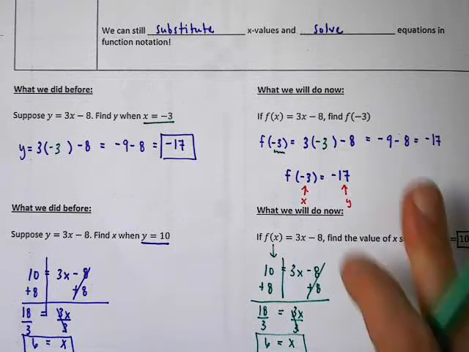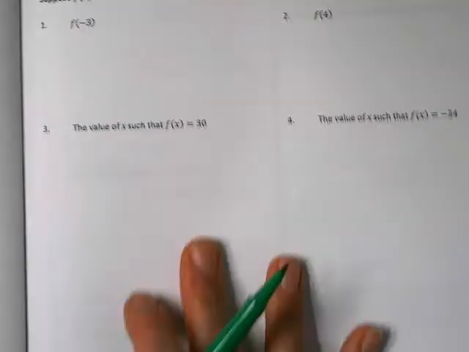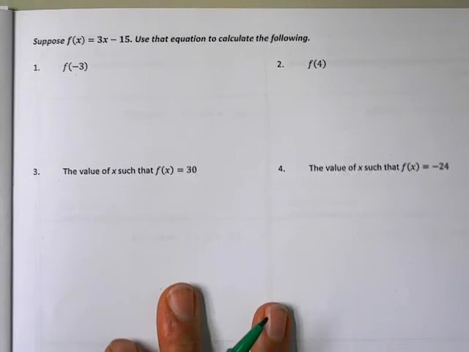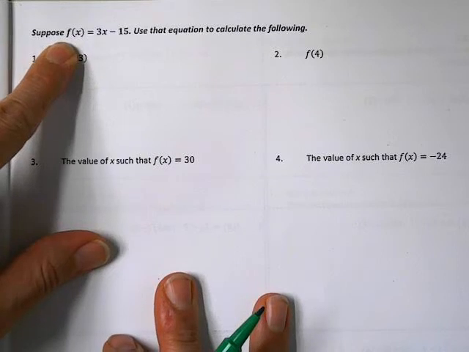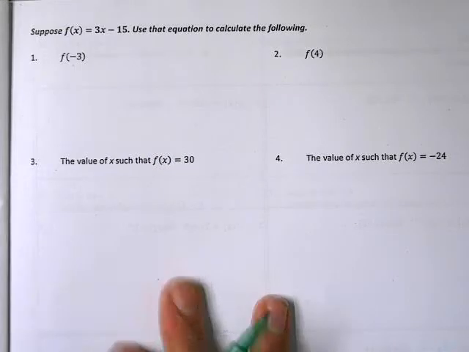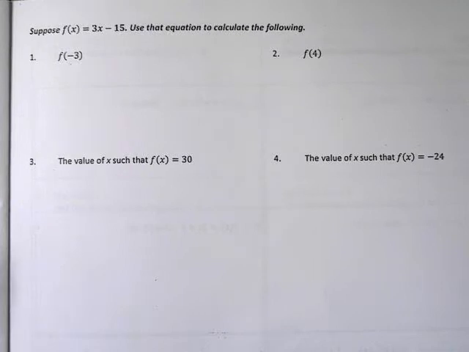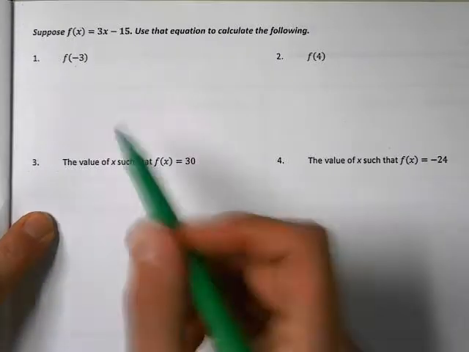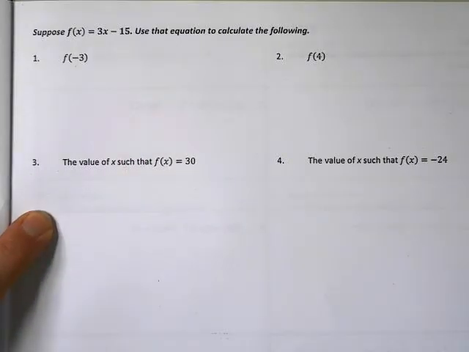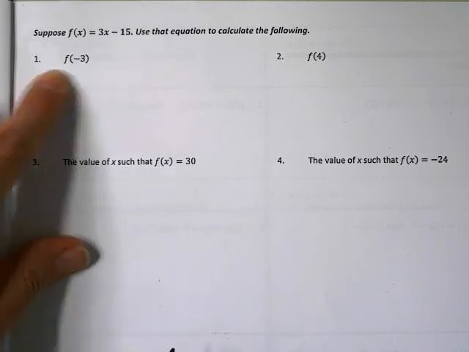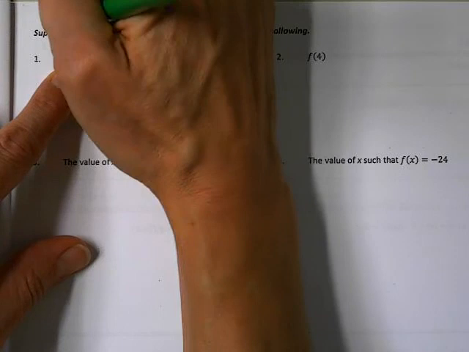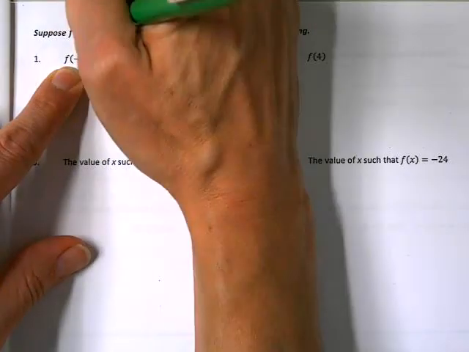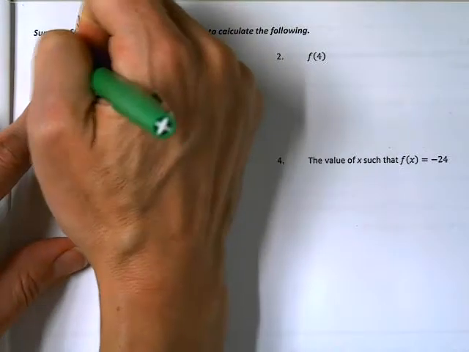All right, let's take a look on the next page. Let me get set up here. Okay, so now we have a new problem. Our function is f. So now f of x equals 3x minus 15, and we're going to use that equation to calculate all these following answers. So the first one is we're trying to find f of negative 3. So instead of x, wherever I see x, that's now going to become negative 3.